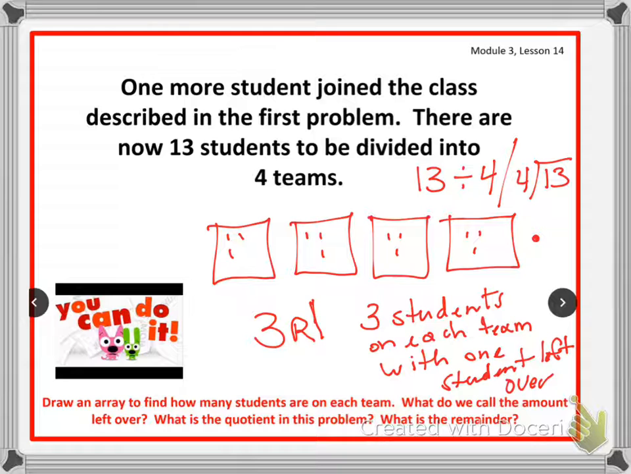So this would be an unequal team. He would have to be placed on another team, and one team would have to have 4. But it had to be separated into equal groups. So this is an example, again, of a partitive division.